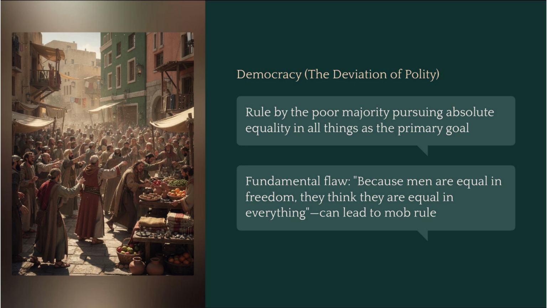To Aristotle, democracy wasn't the ideal we think of today. He defined it as rule by the poor majority pursuing absolute equality in all things as their primary goal. He identified a fundamental flaw here. Because men are equal in freedom, they think they are equal in everything. This mindset, he warned, can lead to mob rule.